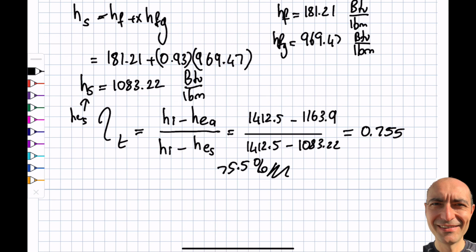Okay? And turbines typically have 70 to 90% isentropic efficiency. This is within that ballpark.